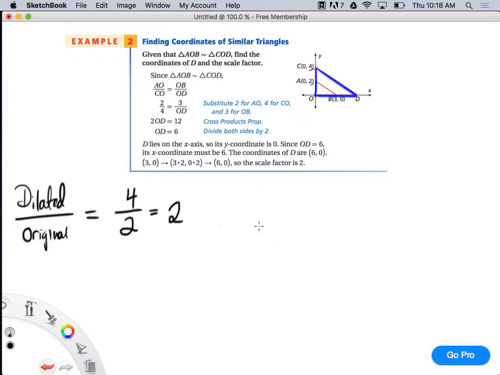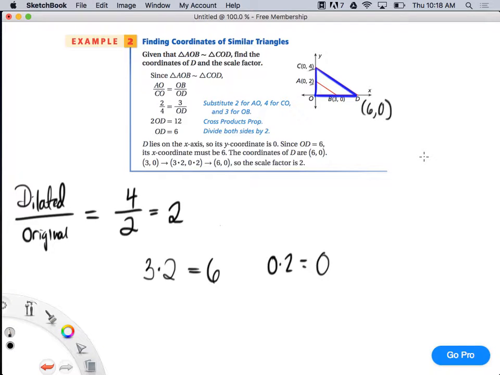Now, if this point is at 3, how do I figure out where D is? Do I divide by 2? No, I multiply by the scale factor. So this starts at 3. Where's D going to be? It's going to be at 3 times 2, which is 6. And it would also be 0 times 2. What's 0 times 2? 0. So it's at 6, 0. Does that make sense? Is that pretty clear to you guys?